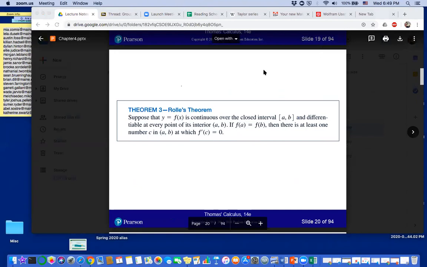So, okay, here's the theorem. It looks like maybe the assumptions hold, but the conclusion doesn't. I say it's a broken theorem, let's throw it away. Why am I wrong?